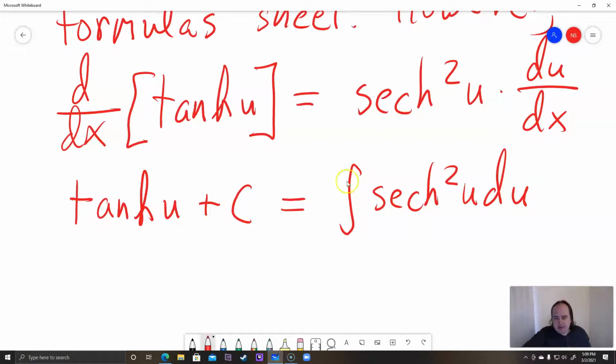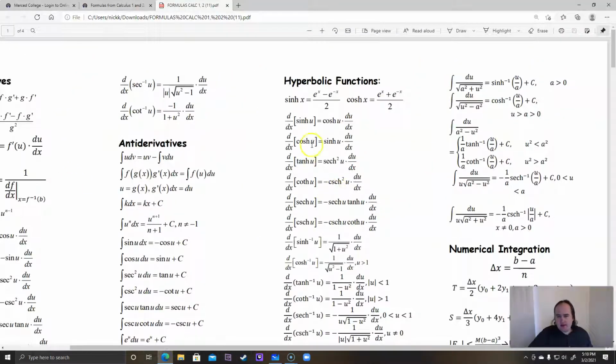So where did I get this formula from? I took this formula, which is on our formula sheet, and then I basically just integrated both sides, and I took advantage of the fact that derivatives, d dx, are the opposite of integrals. So if you integrate both sides, you get tanh of u plus c on the left side, and on the right side, you get the integral of sec squared of u du. The dx's just cancel out. So keep that in mind: if you have these formulas here, you can start on the right side and work to the left side, and that will be an integral. That's the trick with those kinds of questions.